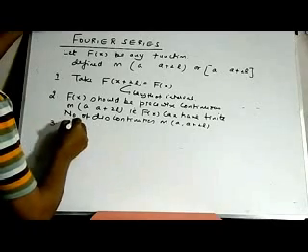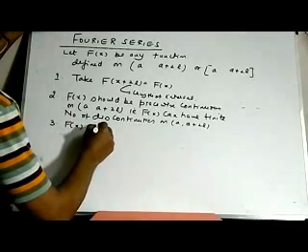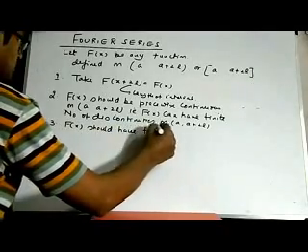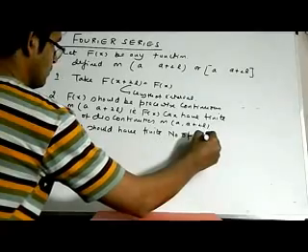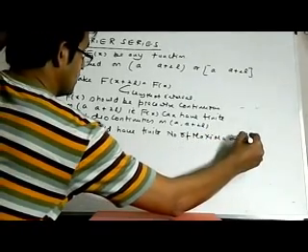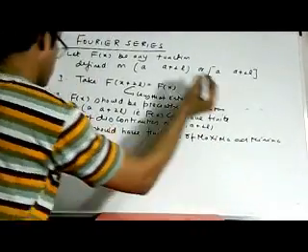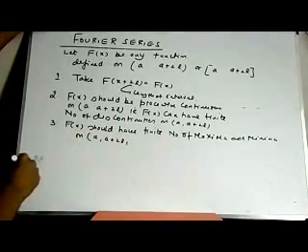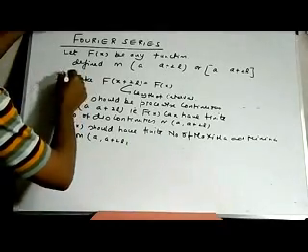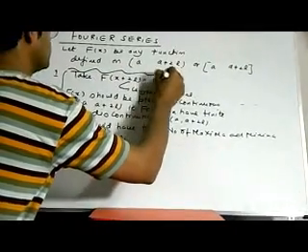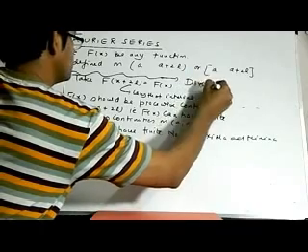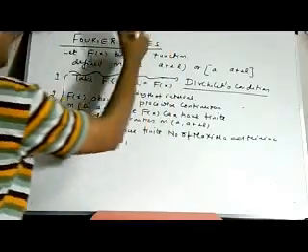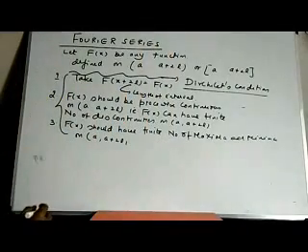Number 3: f(x) should have a finite number of maxima and minima on a to a plus 2l. These properties collectively are known as the Dirichlet conditions. These conditions should exist. Then we can talk about the Fourier series of the function.